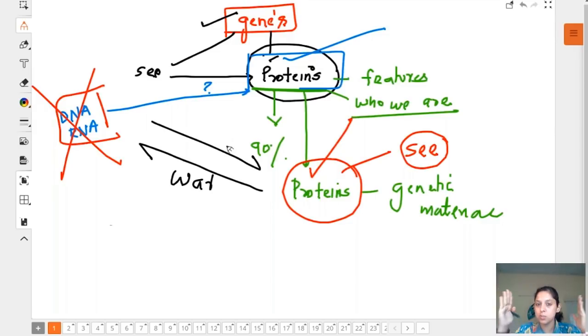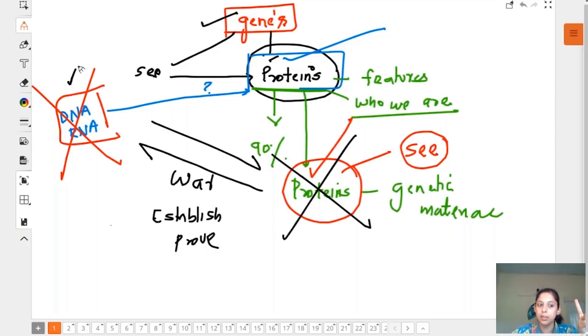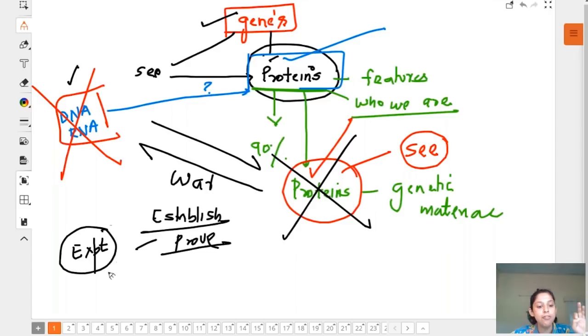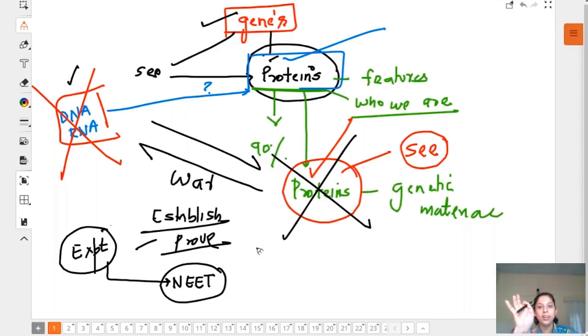Why am I teaching you this? Because a lot of experiments were done on this. This is what I'm going to teach you today. We are going to prove that this is the genetic material. For proving that, for establishing that, we have to do experiments. And those experiments are favorite questions in NEET.